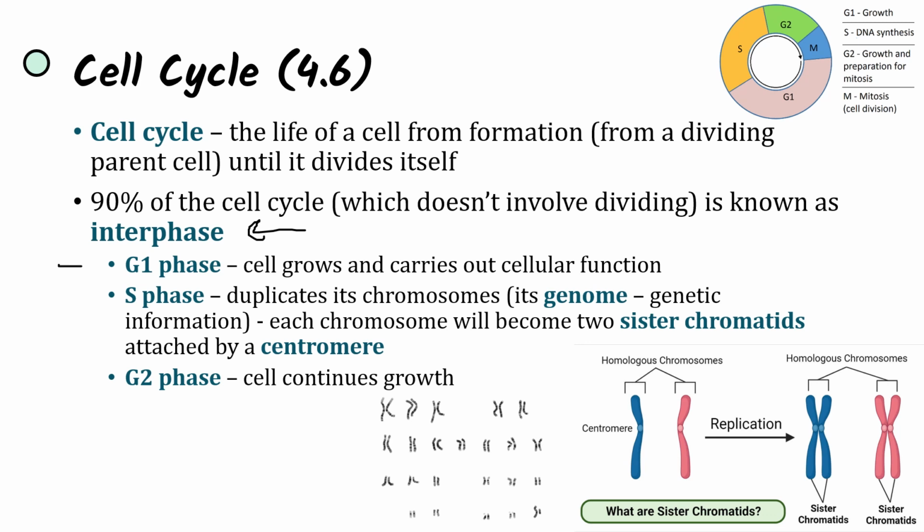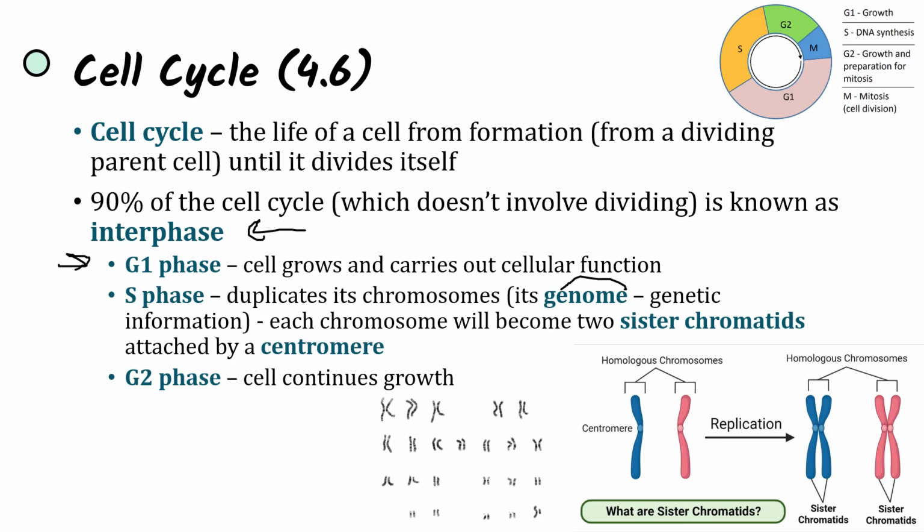Number 1 is G1 phase, or growth 1, or gap 1, where the cell grows and it's going to carry out its cellular function. Then during S phase, there's going to be a duplication of chromosomes. And then during G2 phase, there's going to be continued growth. And why are we duplicating chromosomes? Because in order to have the cell divide and create 2 identical cells, it needs to have double the amount of genetic material, or genome.